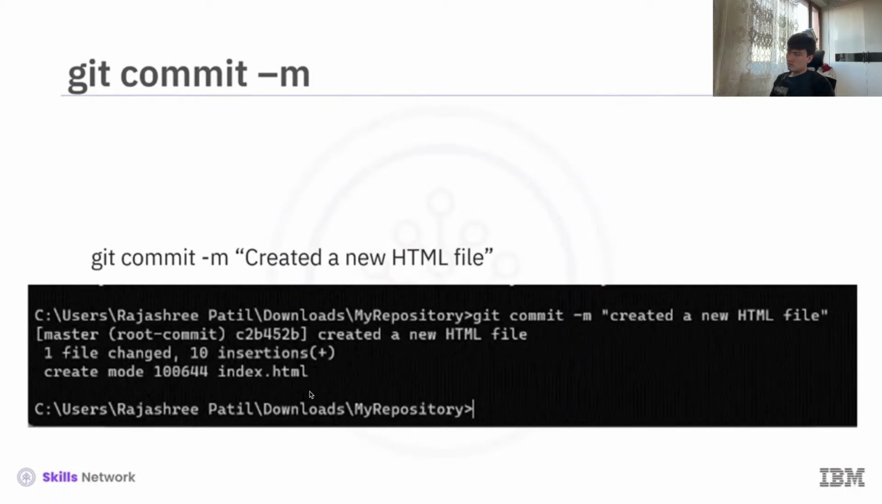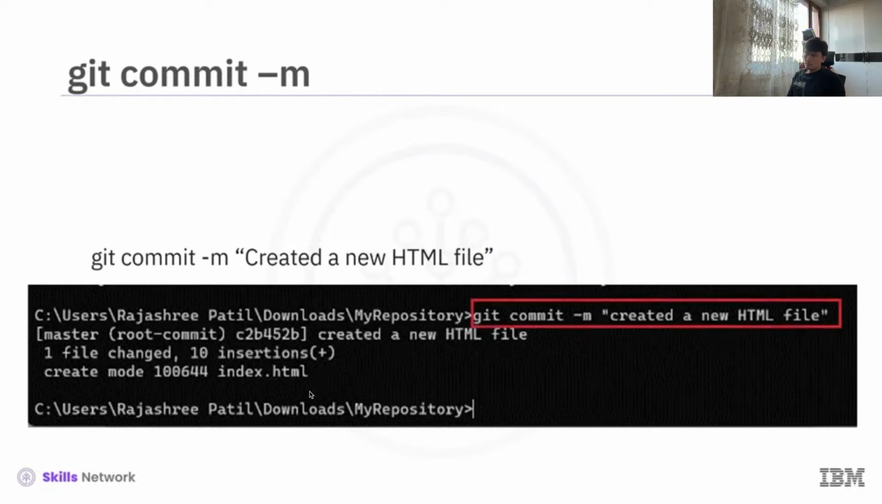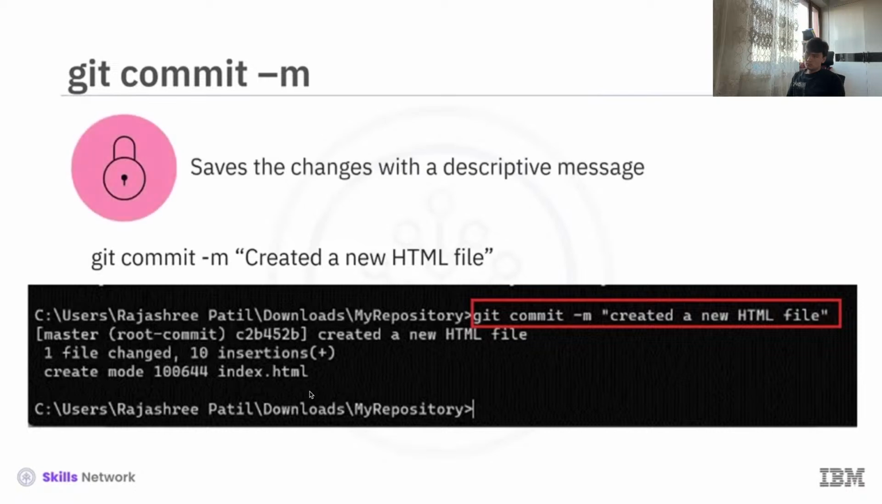Now, you decide to commit the addition of the new HTML file with a message. For this, you use the git commit -m command that takes your staged snapshot of changes and saves them to the project with a descriptive message. This message explains the purpose of the git commit. So, in this case, "created a new HTML file" can be your commit message.